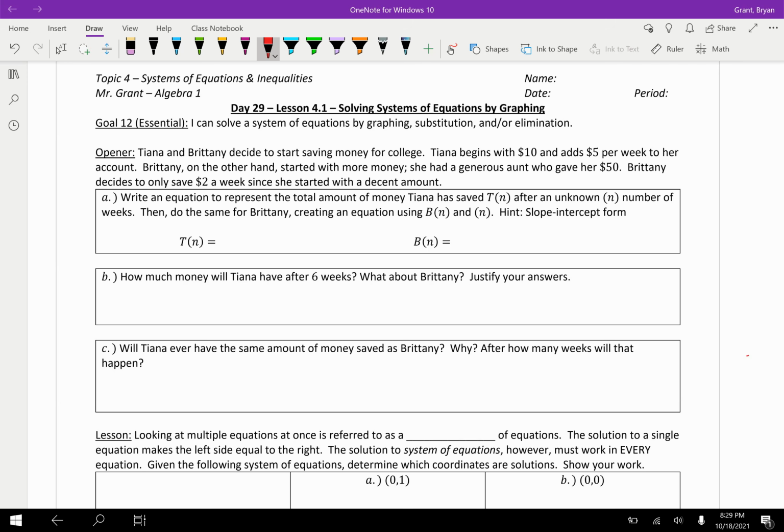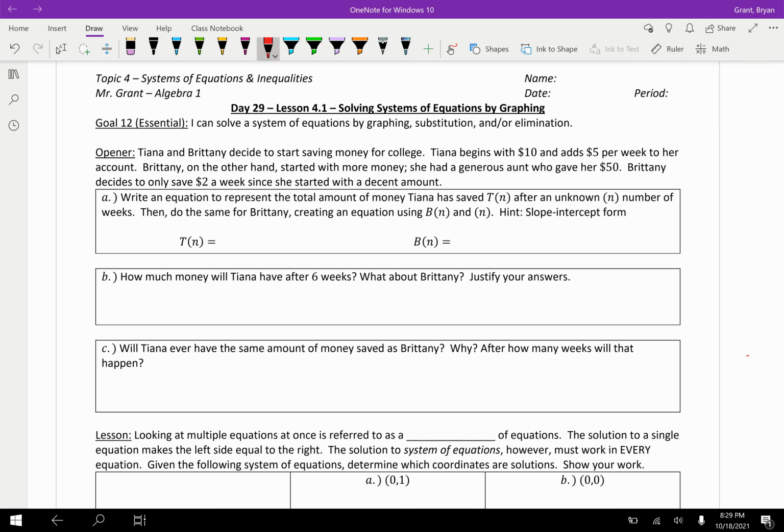Topic 1, you learned how to solve equations and inequalities. Topic 2, you learned how to graph. Topic 3, we discussed some functions and added on to our knowledge of graphing and writing equations. And now topic 4, we put it all together.